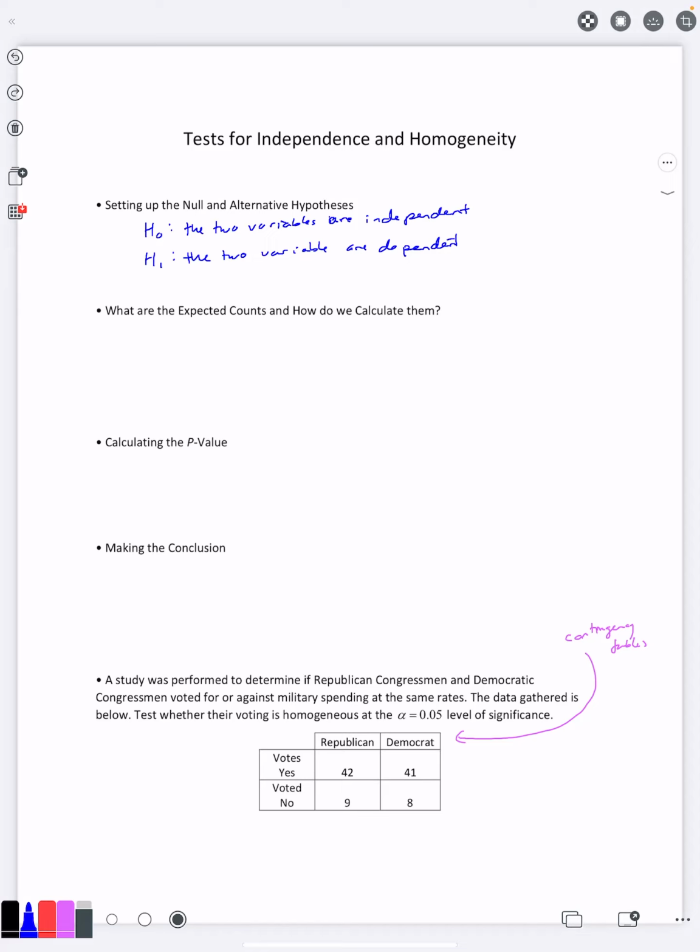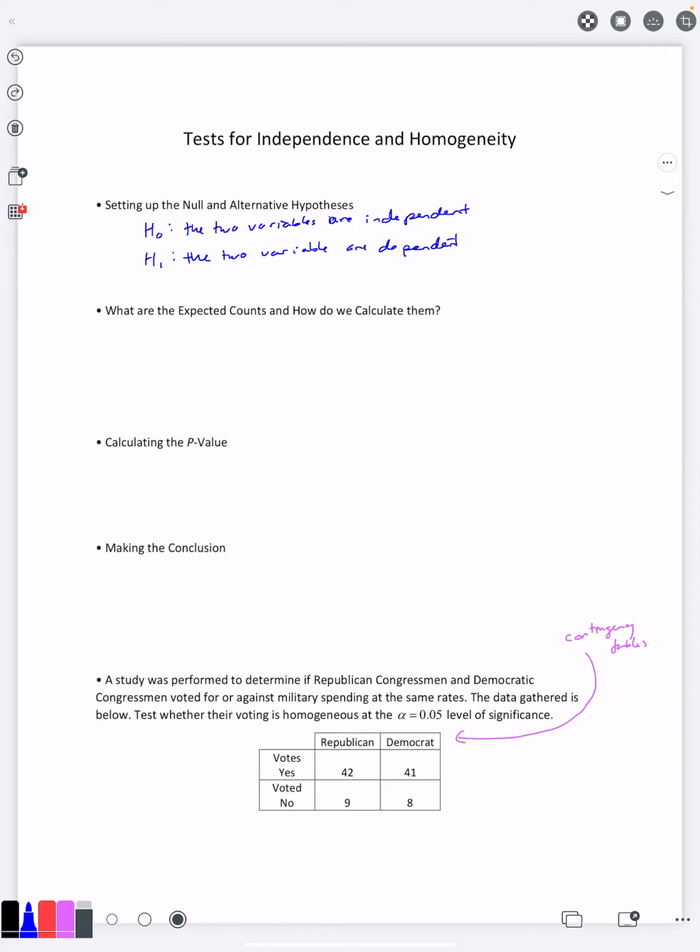Or you could say, if you don't want to use the word independent, you can say the two variables are homogeneous in the different situations, or they're not homogeneous. But again, it doesn't really matter exactly which word you use. The same idea, whether it's the same when broken down in the two or more categories or not the same.